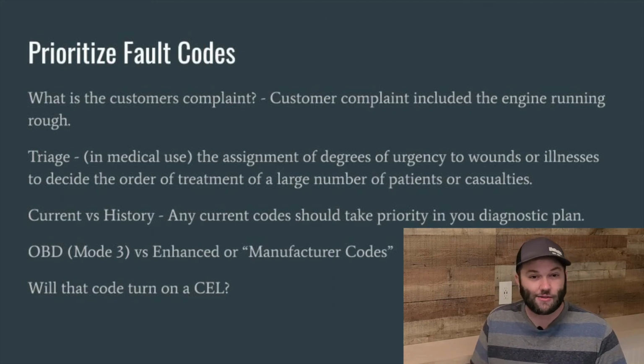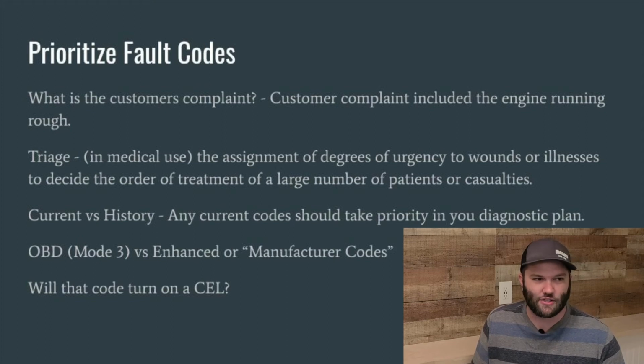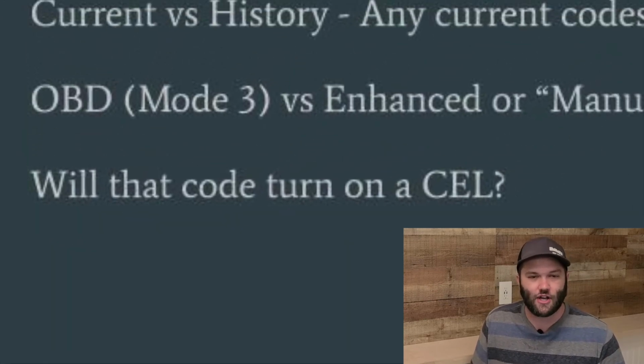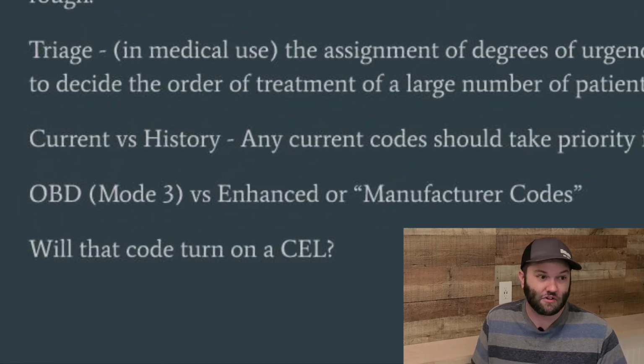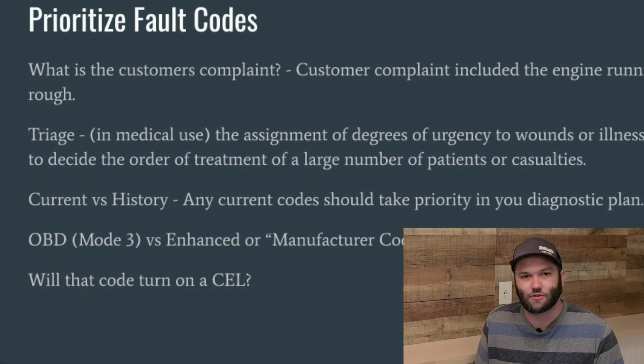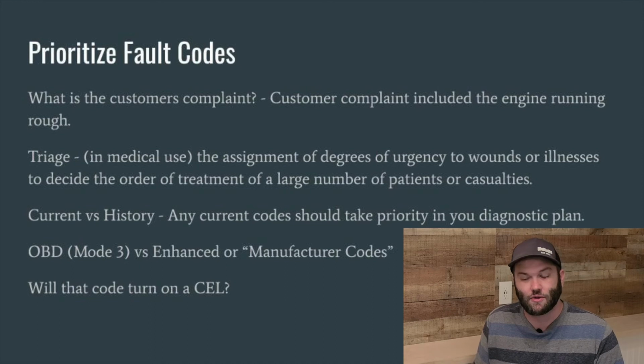The last thing I like to look at is the set criteria or the setting conditions, and many times it will list if this code will or will not turn on a check engine light. So if the customer's concern is a check engine light, and specifically if they don't have any complaints of runnability issues, then we probably don't want to prioritize codes that specifically say they won't turn on a check engine light. We want to prioritize the ones that will.